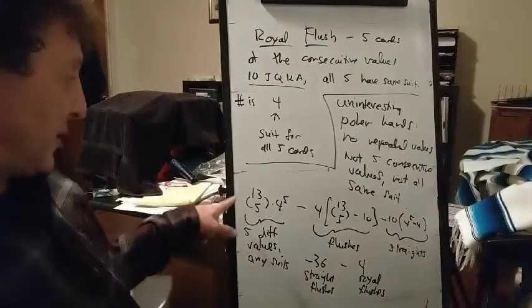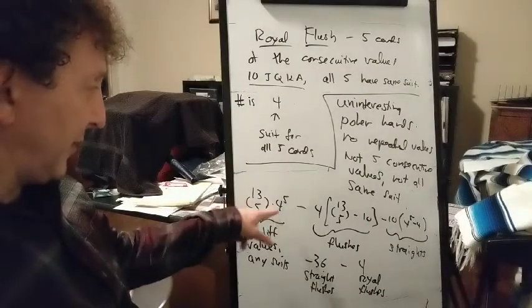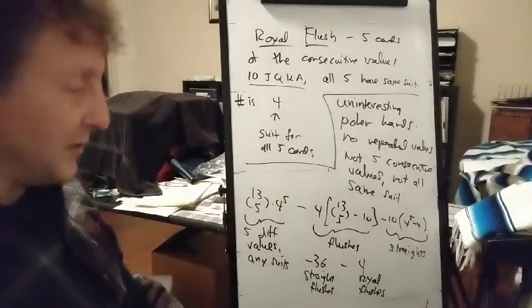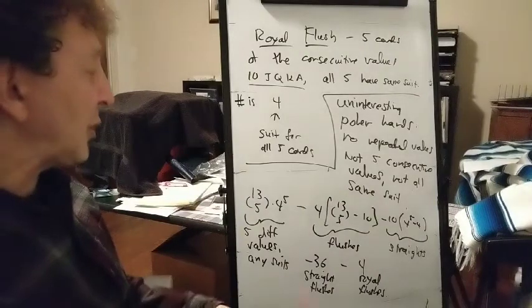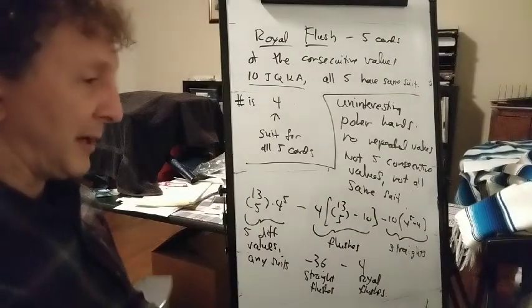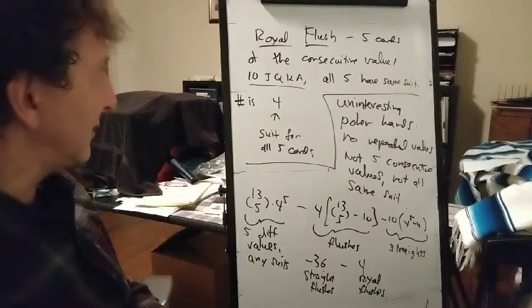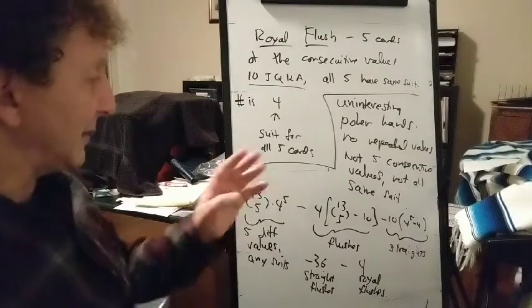Alright, so this whole expression of 13 choose 5 times 4 to the 5th minus 4 more expressions is the number of poker hands that don't count really for anything. Not pairs, not 3 of a kind, not 4 of a kind, not a flush, not a straight of any type.